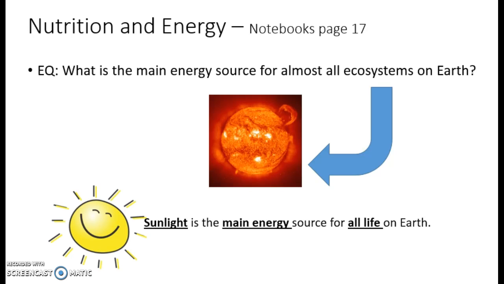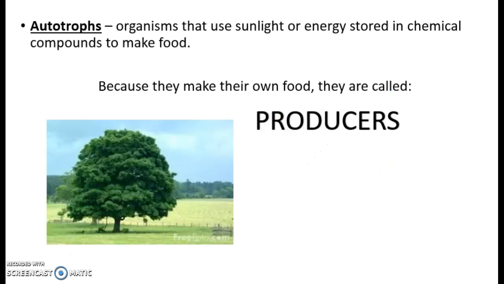Now, without the sun, we would be dead. We would all be dead without the sun. So you may be thinking, well, I don't even like to be in the sun. I don't need the sun. You need the sun for heat, but more importantly than that, you need the sun so that you can eat. Even if you don't like your vegetables, the plants use the sun to create their food, and you eat the animals that eat those plants. So you need the sunlight. Again, make sure in your notes right now on page 17, you have: sunlight is the main energy source for all life on Earth.